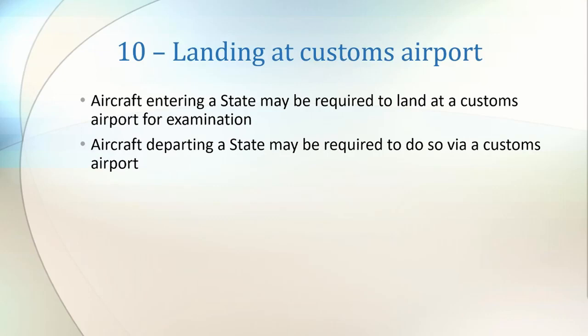Article 10 covers international customs. While a state is not required to implement customs airports, Article 10 states that any aircraft not protected by other articles may be required to land at a customs airport when entering a state's territory for examination. Additionally, on departure, a state may also require an aircraft to land at a departure customs airport.